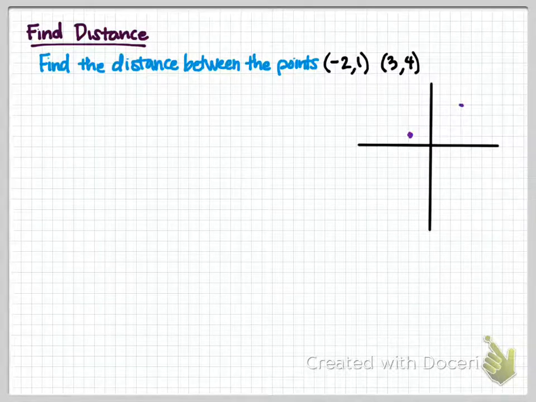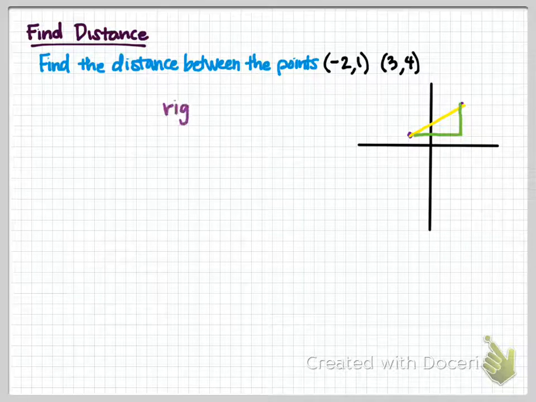First thing is draw a picture of it so you kind of get an idea. So there's (-2, 1), and there's (3, 4). You're basically looking for the distance or the length of that line segment. So the first thing I notice is that I can actually draw this figure, which turns out to be a right triangle. And the right triangles are huge in math.